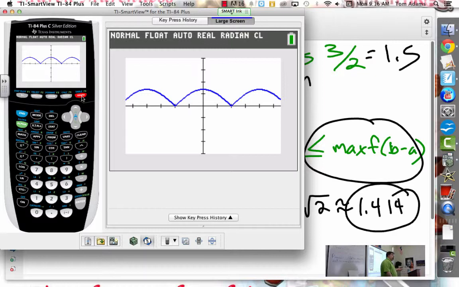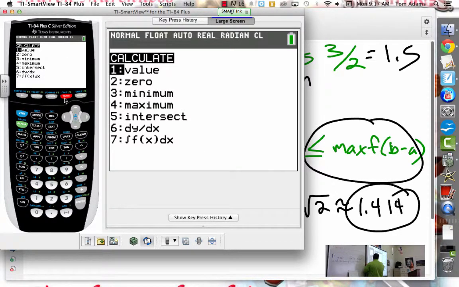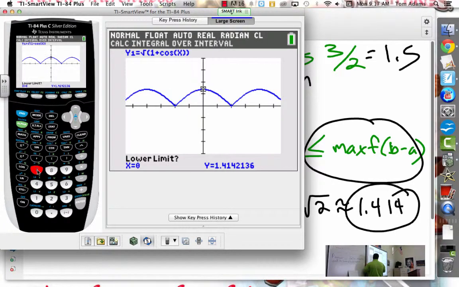So when you take the square root of this thing, it looks very similar to the cosine, but it's always going to spit out the positive or principal root. So if I hit second trace, and I find the area under the curve with the lower limit of 0 and the upper limit of 1, you get 1.35, which is less than 1.5. Okay. Any questions on that?